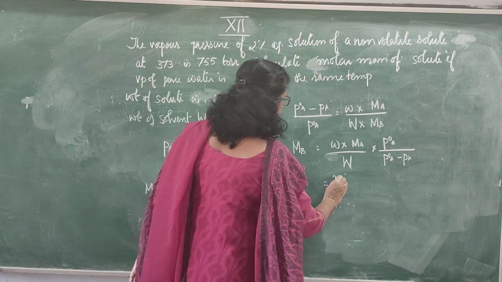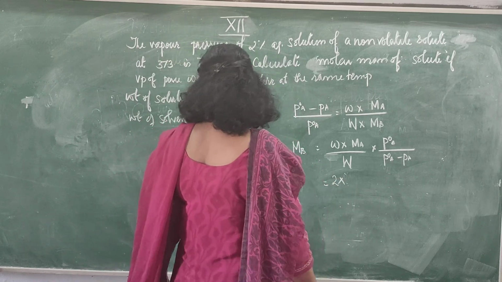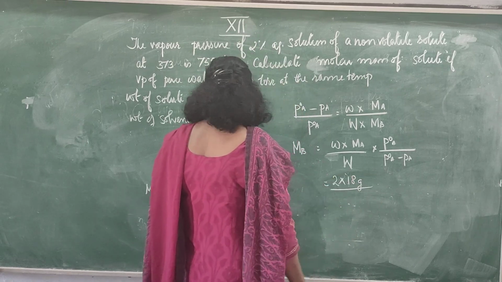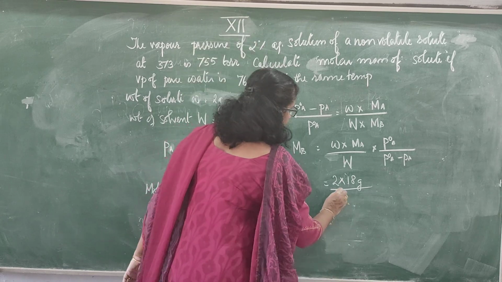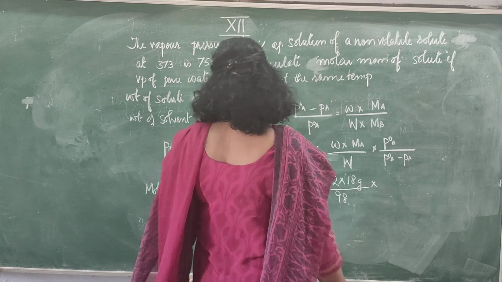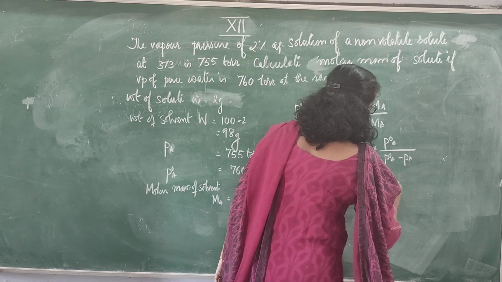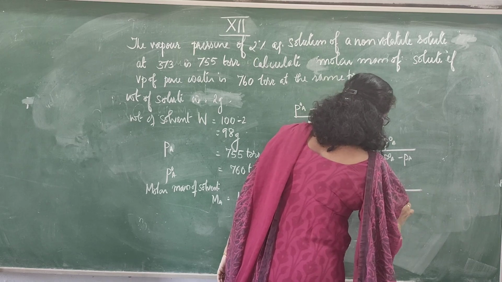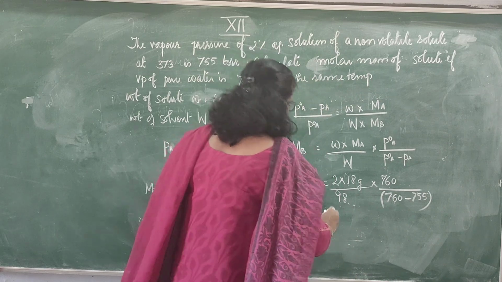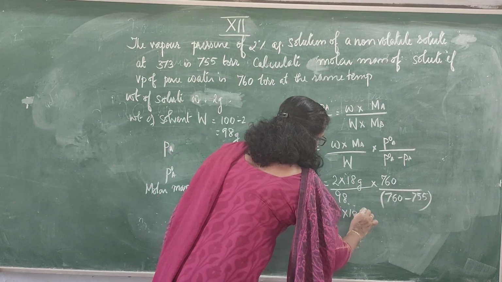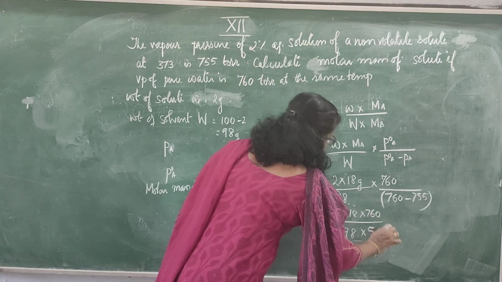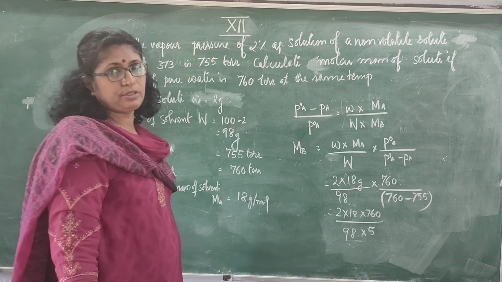That is equal to small w. Small w is 2 gram. 2 into Ma. What is Ma? Ma is 18 gram per mole. Capital W, how much? 98. So 98 into P naught A. What is P naught A? 762 by 760 minus 755. Isn't it? That is equal to 2 into 18 into 760 divided by 98 into 5. So you do it, you will get molar mass of the solute.